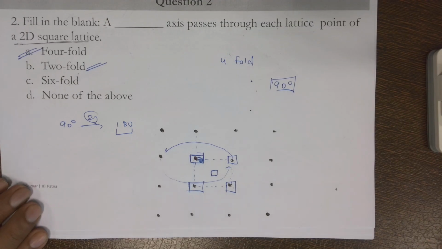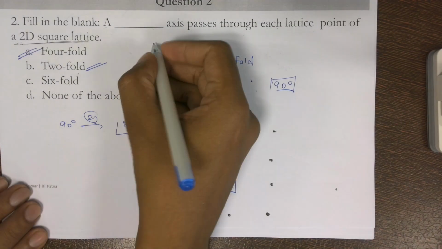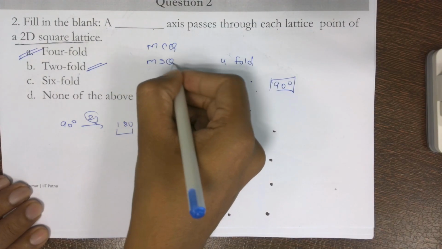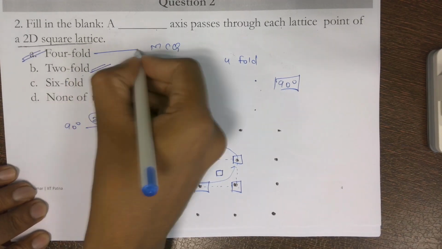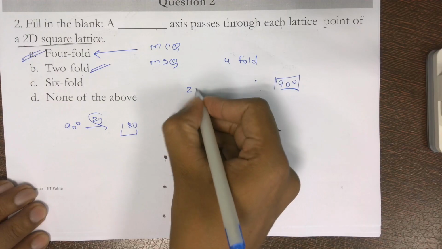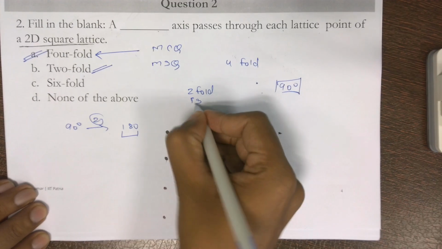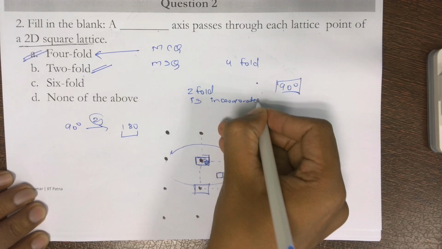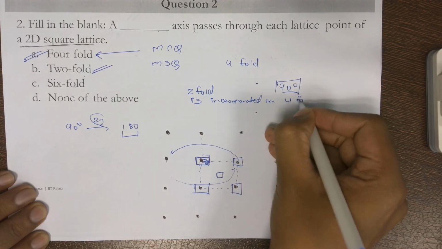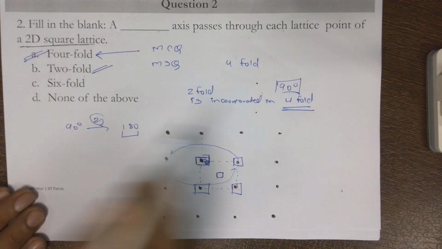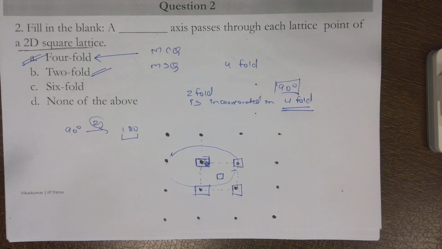in this particular case. But if the question is only MCQ, not MSQ, in that case I will only answer 4-fold. The reason is that the two-fold is incorporated in 4-fold. Okay. So two-fold is also a subset under the 4-fold. We usually answer the one which is having the highest symmetry.